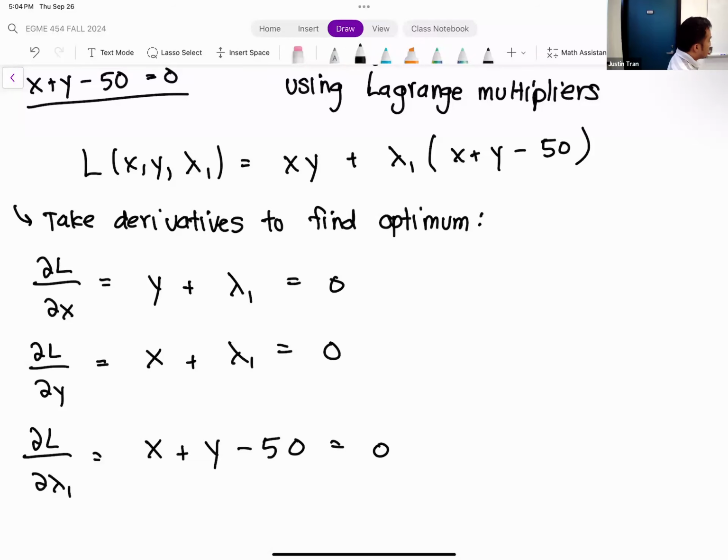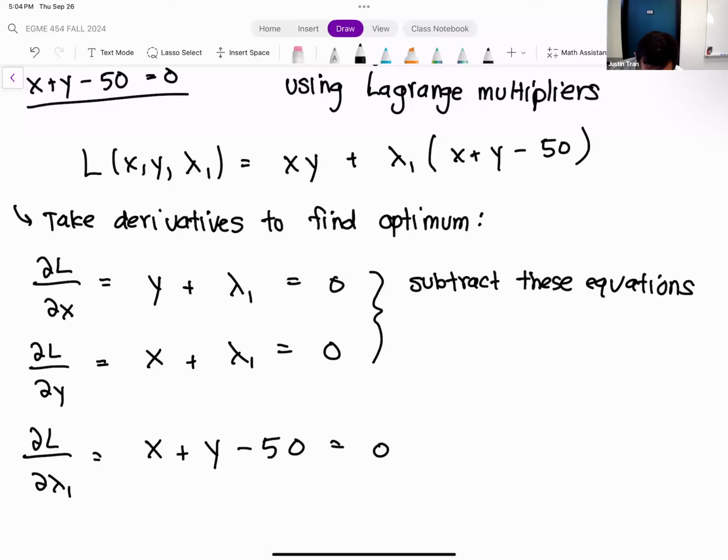All right, so we have a new set of equations here. Just like we normally do, we're going to solve the system of equations for x and y. One thing that jumps out to me in this system is that both the first equation and the second equation have a plus lambda. So let's subtract these two equations, and that's going to eliminate lambda from the equation.